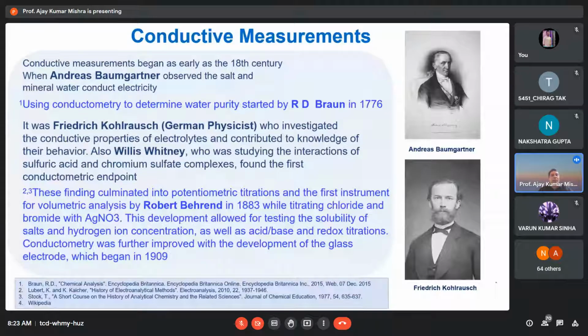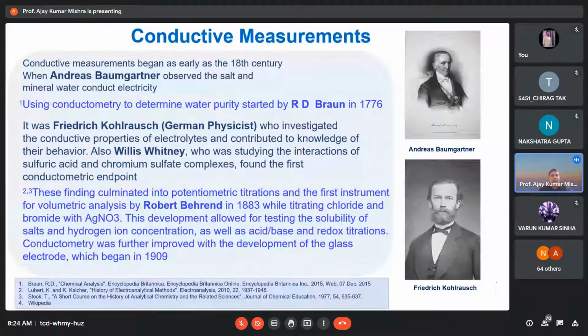And in that process you can see in 1883 there is a guy called Robert Behrend, and he was titrating chloride, bromide and silver nitrate, right? If you try to see, this is going to be a backbone in terms of understanding how people were trying to take these smaller chemical compounds, which were helping in finding the solution of this conductivity, or the liquid way of transferring the electrons, so that you can see how the whole material is going to behave.